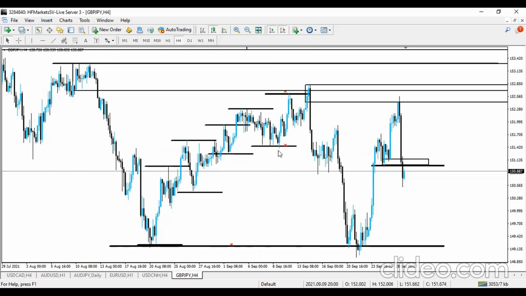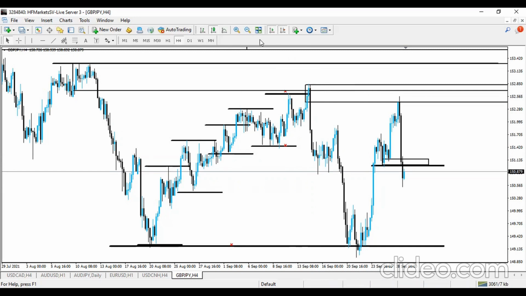Now all I was looking for was a sell. Why? Because they've taken out the last low that made the last high, right? They took out the last high, they took out the last low. They've not broken the high. Until this high was broken, I will not be interested in buying.